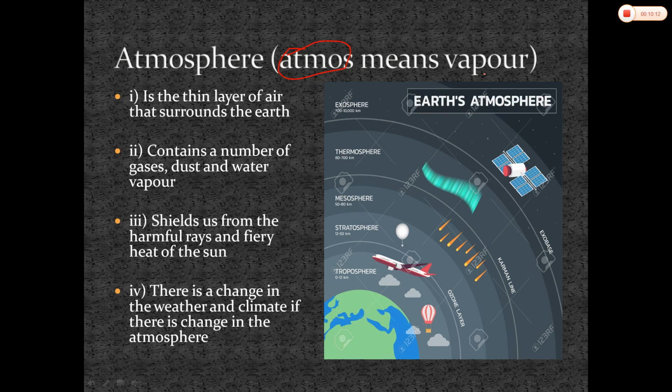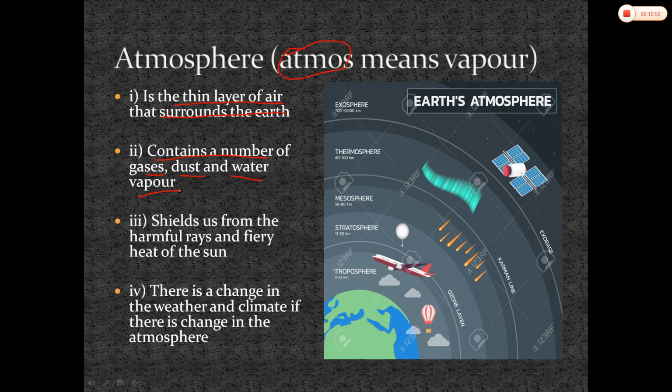So what is the atmosphere basically? The atmosphere is the thin layer of air that surrounds the earth from everywhere, meaning from all sides. It contains various kinds of gases, dust, and water vapor. It contains gases like oxygen, carbon dioxide, nitrogen, methane, neon, krypton, xenon, and ozone. All these gases are contained by the atmosphere.